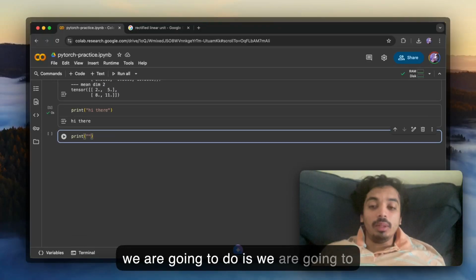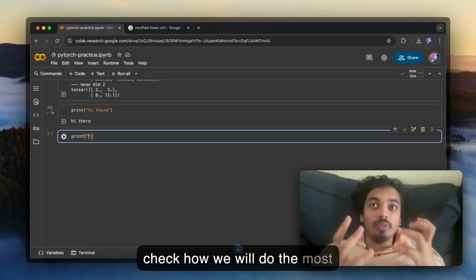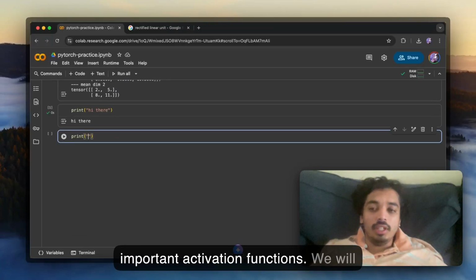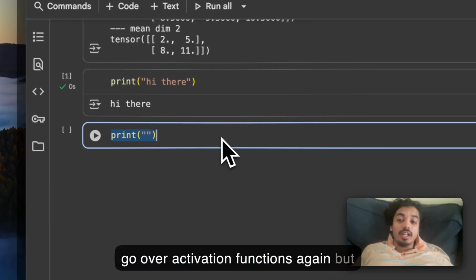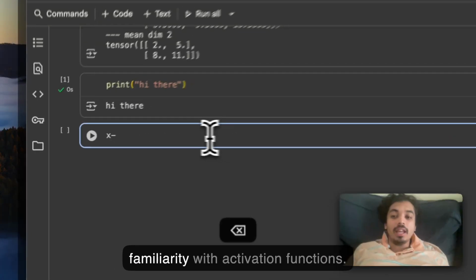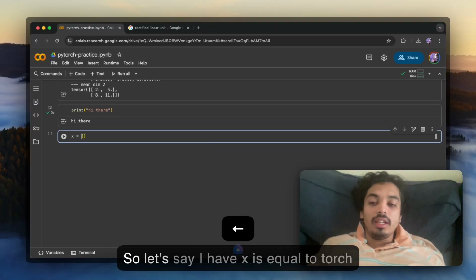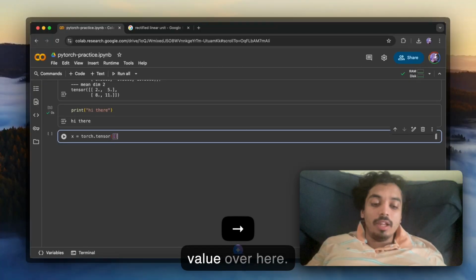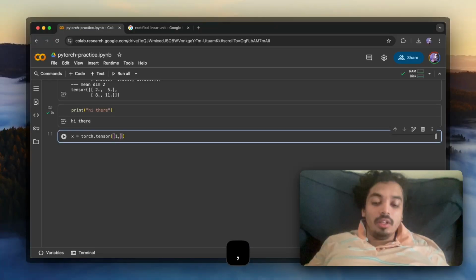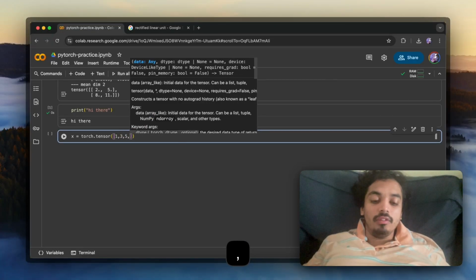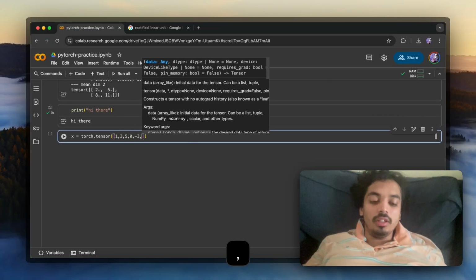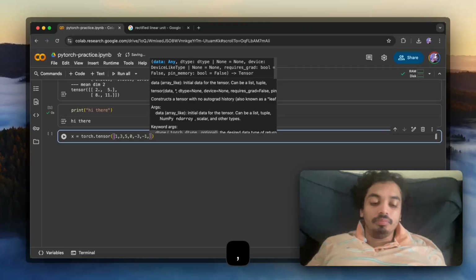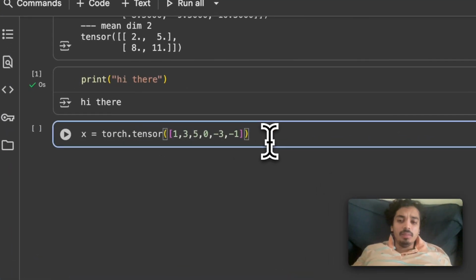Today what we're going to do is check how we will do the most important activation functions. We will go over activation functions again, but this is just to get you some amount of familiarity with activation functions. So let's say I have x is equal to torch.tensor, and we can put a nice big value over here. We can put 1, 3, 5, 0, -3, -1, 0.2. Okay, I mean, this seems to be nice.